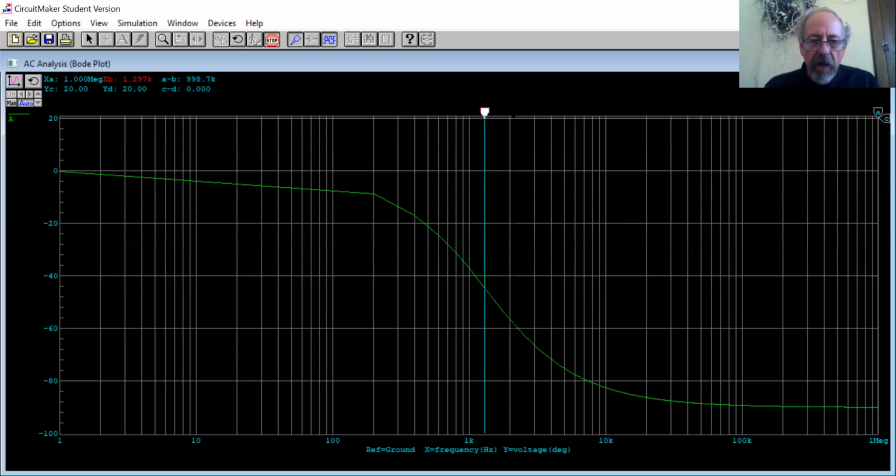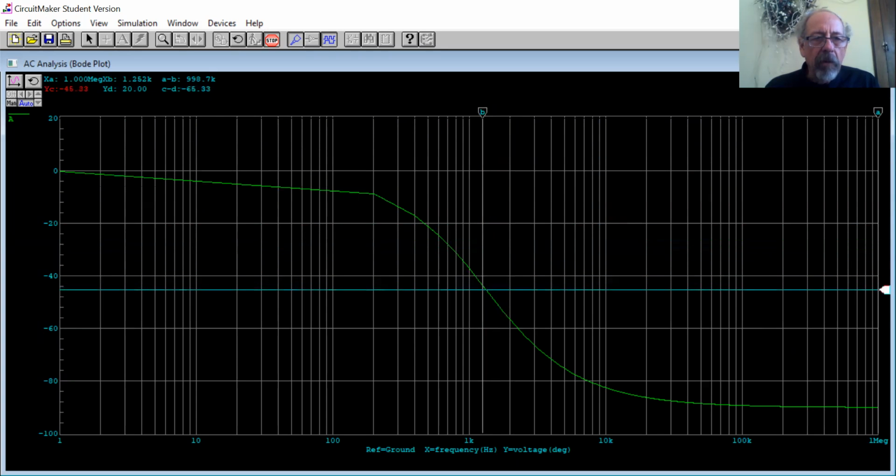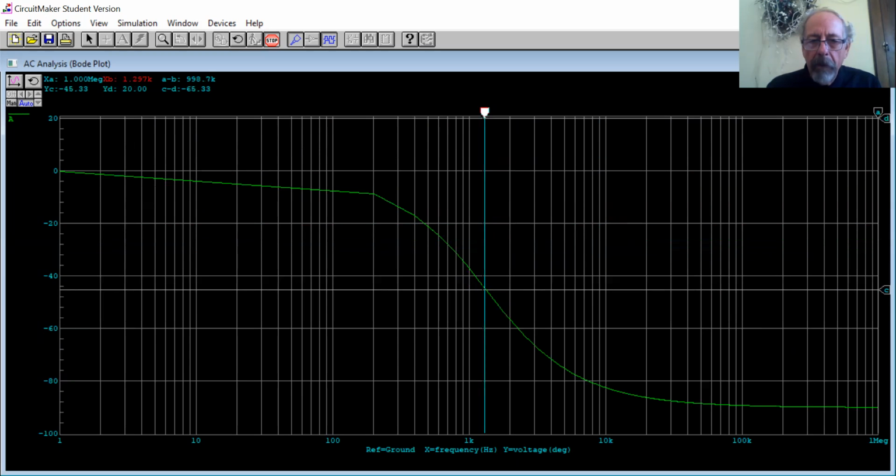You might notice that I go across about 45 degrees here at, let's see, about 45.33 degrees at a frequency of about 1.3 kilohertz. So the phase angle goes from a low angle of phase to basically 90 degrees. And that is caused by the reactance of the capacitor.